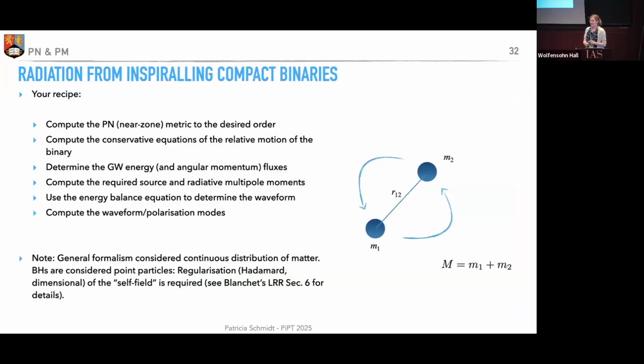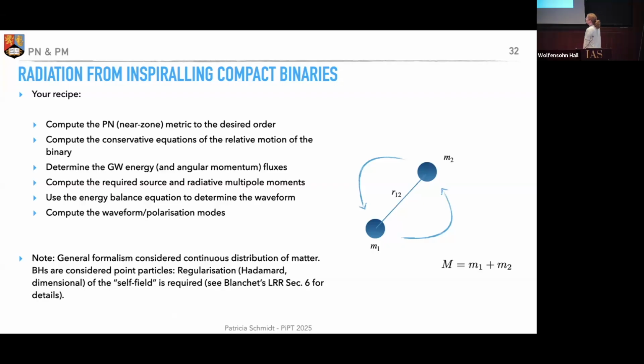So applying this to compact binaries, your recipe is the following. You compute your near zone metric to the desired PN order that you want. And then you get your conservative equations of motion of the relative motion, because you're interested in the relative rest frame of the binary. You determine your gravitational wave energy. You compute whatever multipole moments you are required to compute in an iterative way.